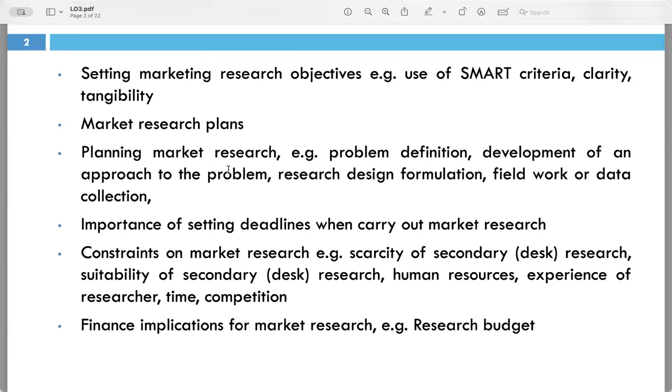Competition, the competitive environment affecting the scope and approach of research. Financial implications of market research, for example, the research budget. Developing and managing a research budget is essential to ensure the project is economically viable. We will explore how to allocate resources efficiently and make cost-effective decisions.